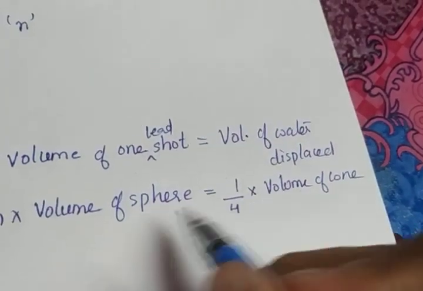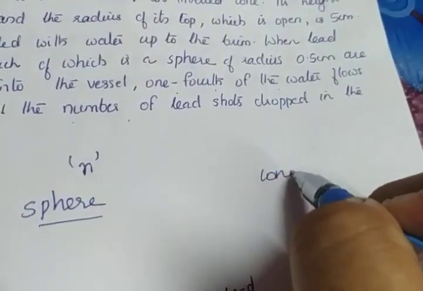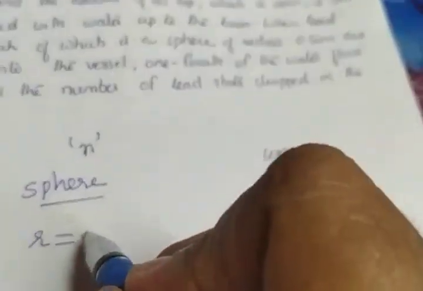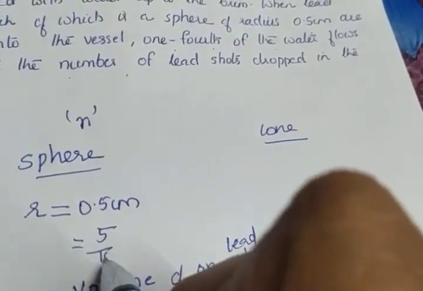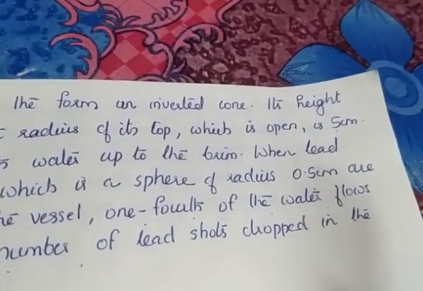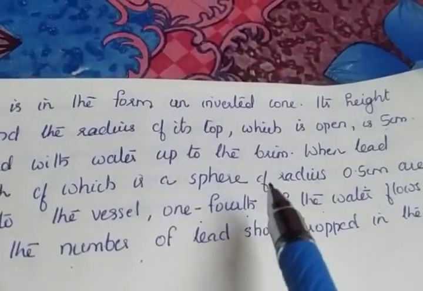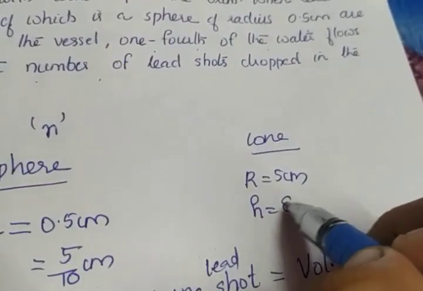Okay, to find the volume of the cone and the volume of the sphere, we need r, R and h. So we will write it there. We have two shapes in the question, one a sphere and the second a cone. For the sphere, the only measurement is the radius. What's the radius of the lead shot given? It is 0.5 cm. Instead of writing it as a decimal, we can write it as 5/10 for easy calculation. For the cone, what's the radius given? It is given as 5 cm. So we will write capital R as 5 cm. For the cone, we need the height also. Height is also given as 8 cm. So h is equal to 8 cm.